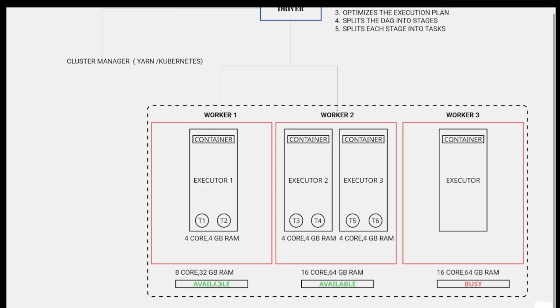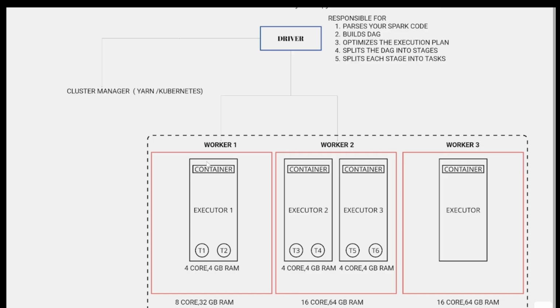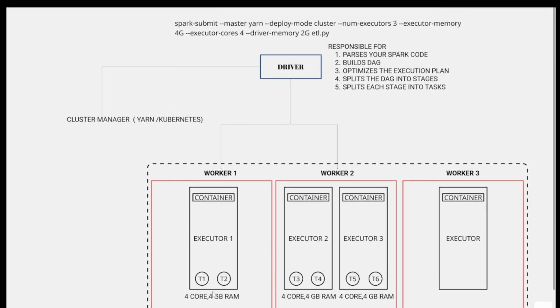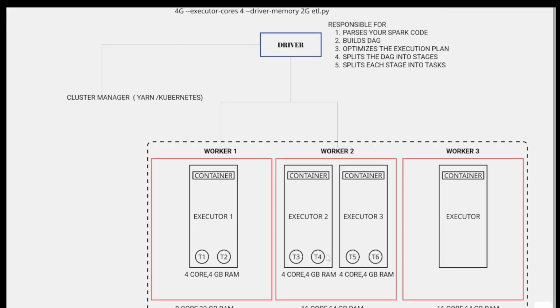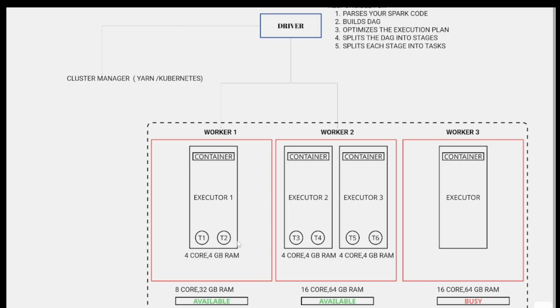Once the cluster manager sees these two resources are available, it will see how many executors it needs to create. So here, as we have passed 3, it will create executor 1, executor 2, and executor 3. Once it has created these executors, next the driver will assign the tasks directly to these executors. And these executors will also have some memory and some RAM. These executors are nothing but our containers. So imagine worker 1 is a physical machine with a few specifications. The cluster manager will create an executor with some specification and some RAM.